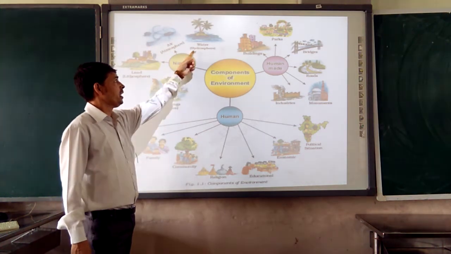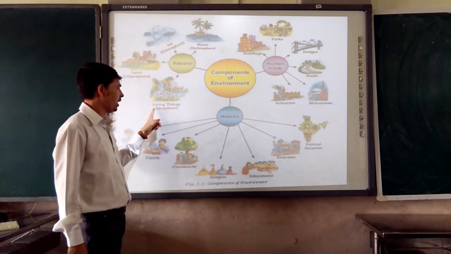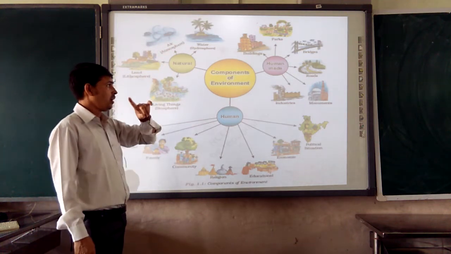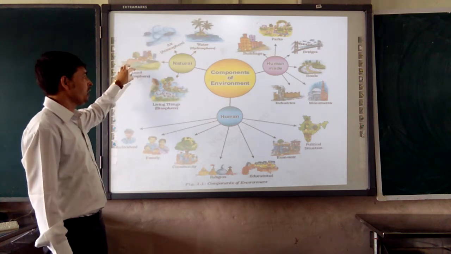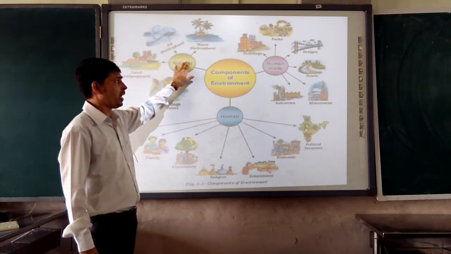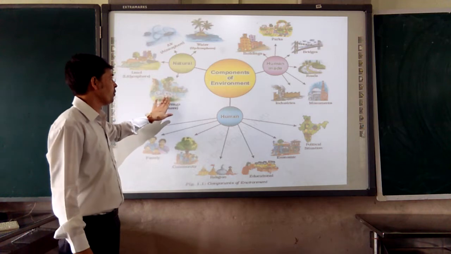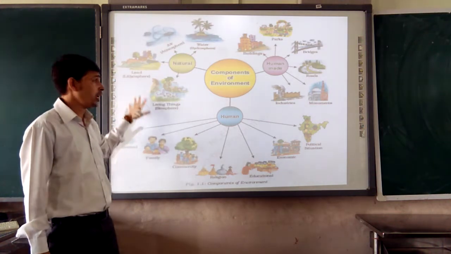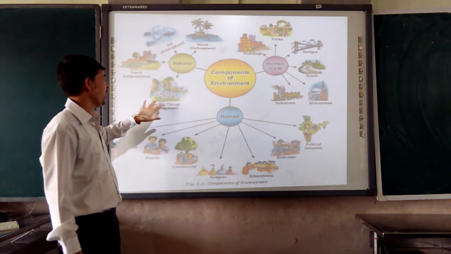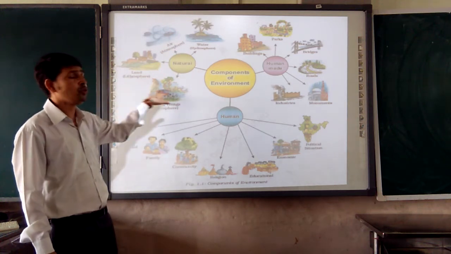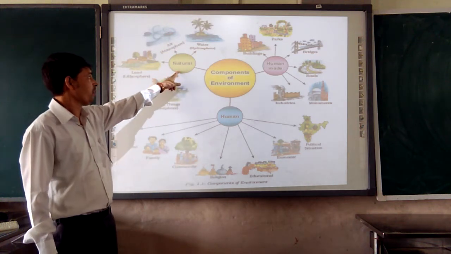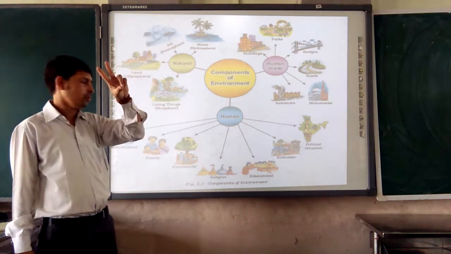So you have to write hydrosphere, atmosphere, lithosphere and biosphere. One question I stated to you: what are the different components of natural environment? So you have to write these 4. If it is coming for 2 marks, you have to write for half of marks each. Write any 2 components of natural environment, you can write any 2.